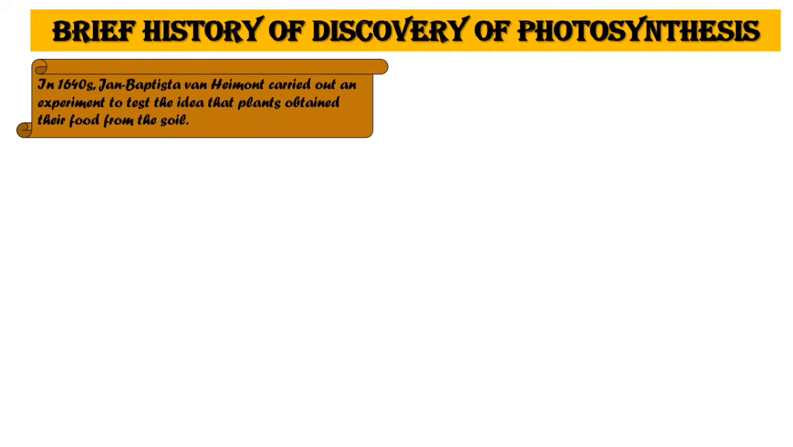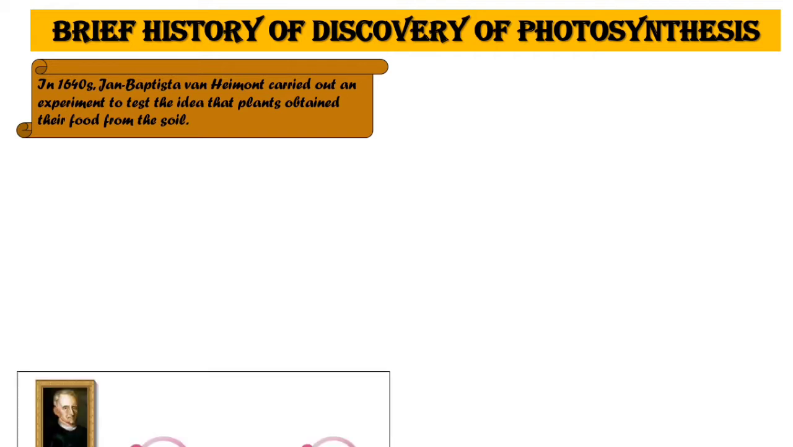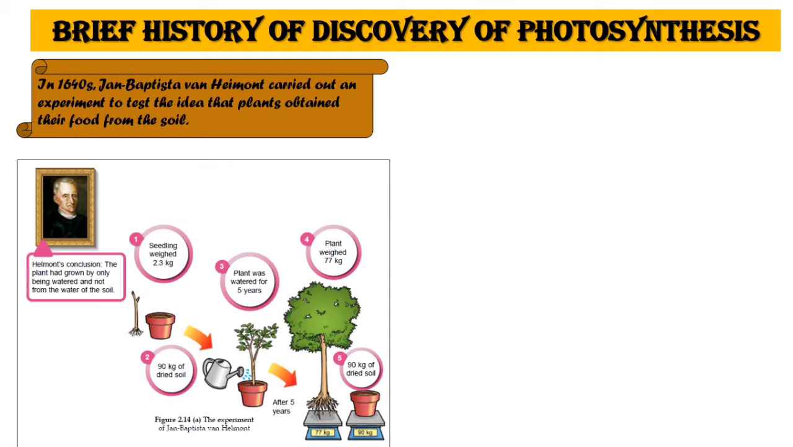Let's talk about the brief history of the discovery of photosynthesis. In the 1640s, Jean-Baptiste van Helmont carried out an experiment to test the idea that plants obtain their food from the soil. This is the picture of the experiment. Helmont made the conclusion that the plant had grown by only being watered and not from the soil.